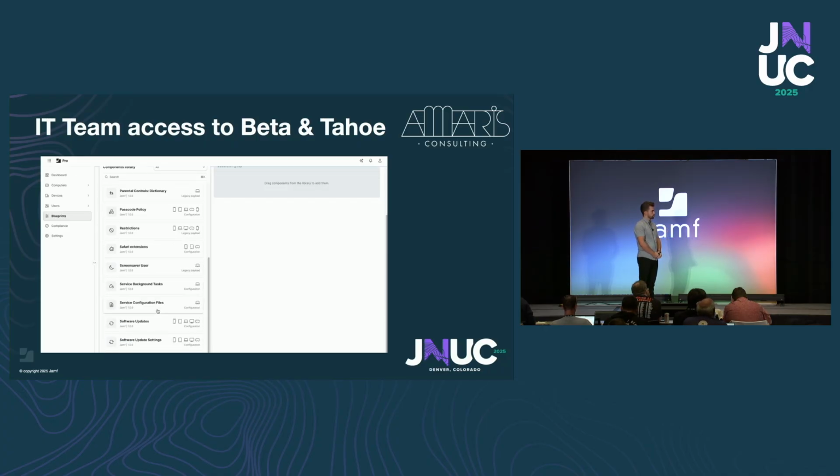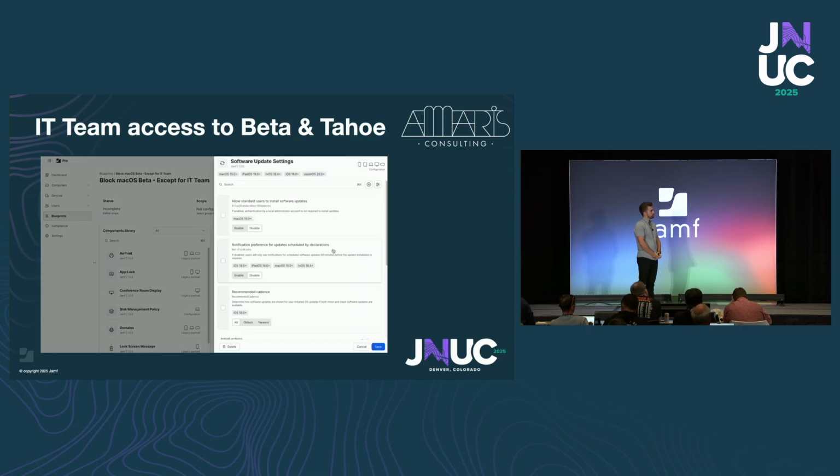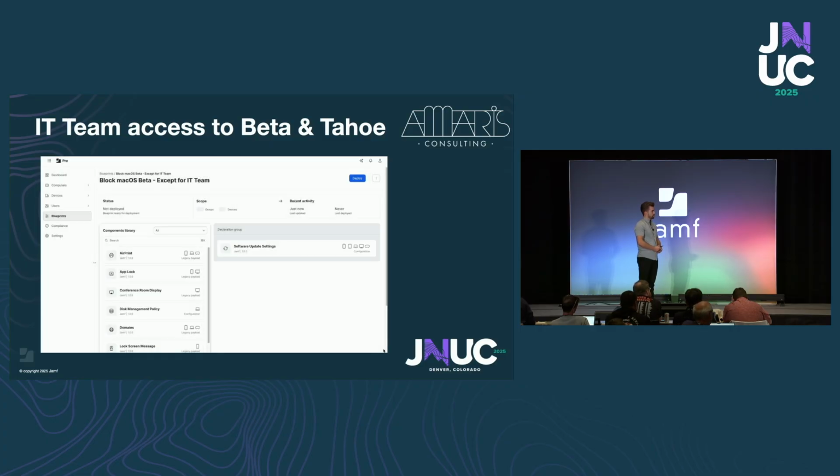And then I'm creating a blueprint with the software update settings. And under there, I'm going to do configure. I'm going to do in beta updates, and I'll do never for the program enrollment. And this time I don't have exclusion, so I have to scope it to my not member of IT team. So, all right, that's it for this quick example.